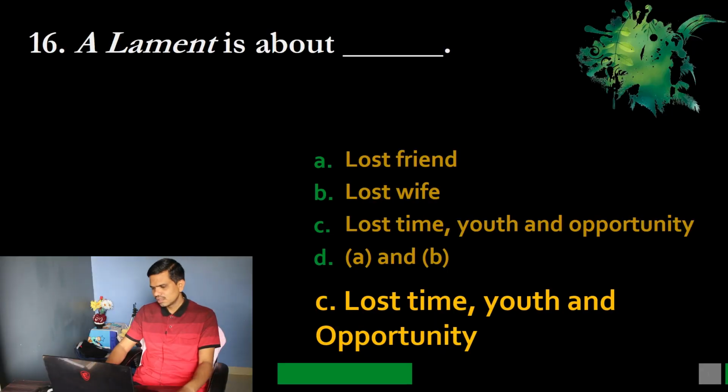So a lament is also an important ballad in English literature. Though its name is lament, it is composed in the form of a ballad. Here we have a very important theme of this ballad. It talks about lost time, lost youth and lost opportunity. All these things are important in one's life. So here we can say that it laments the loss of these things in life.